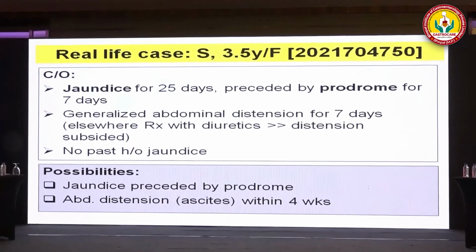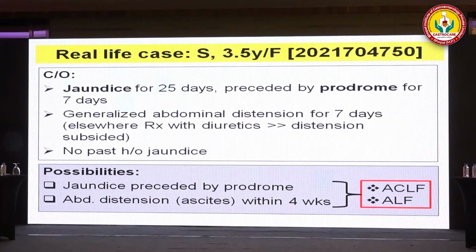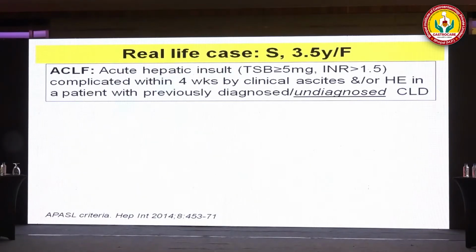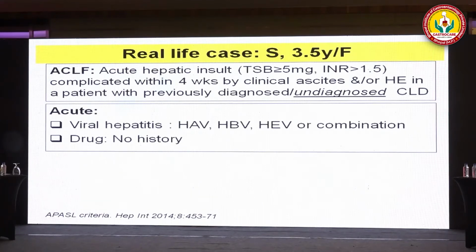This child has jaundice preceded by a prodrome of shorter duration, but this child developed distension suggestive of ascites within 4 weeks. So this qualifies to be considered as acute-on-chronic liver failure, or then it may be acute liver failure, where you can get ascites as a presentation. Now, all of us are using the ACLF definition of the Asia Pacific Association for the Study of the Liver, and with decompensation within 4 weeks you consider ACLF.